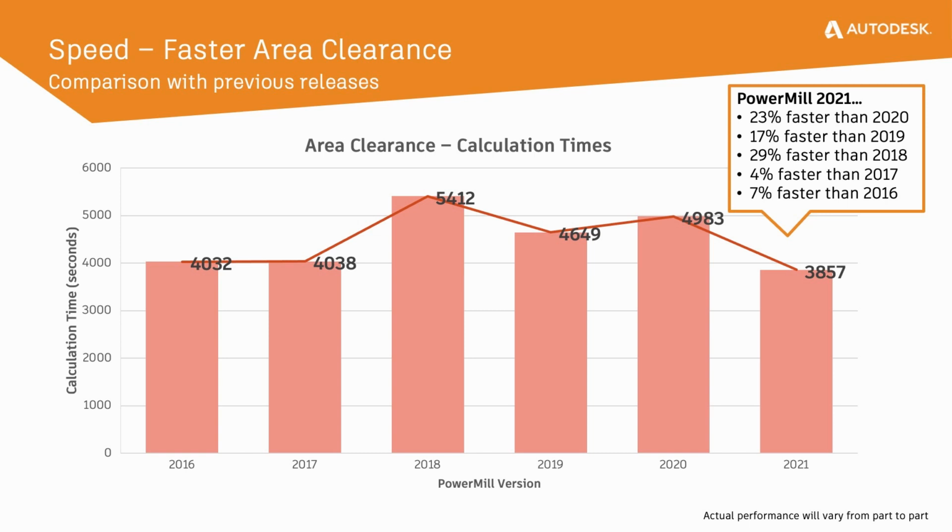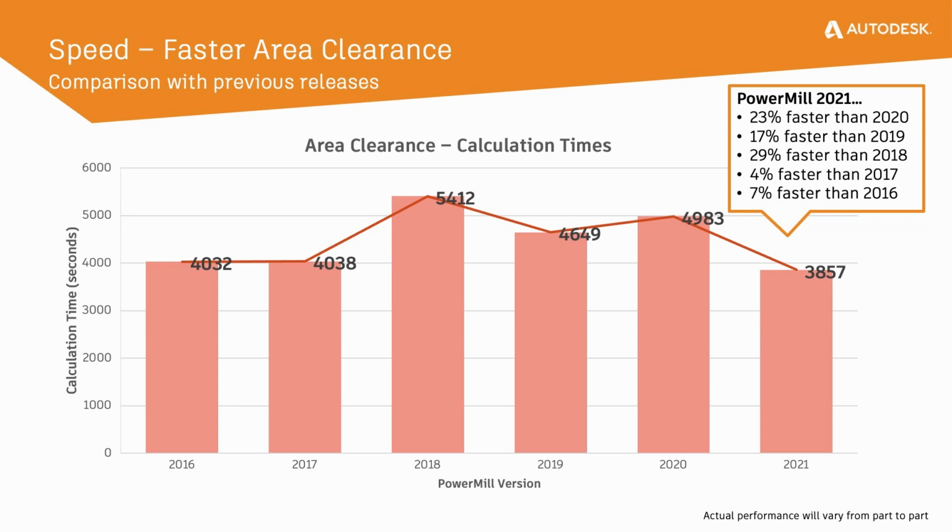Okay, so I just want to take a closer look at some of those items again. And we're going to look at the improved calculation times for area clearance. Now, this chart compares calculation times across multiple releases of PowerMill. The numbers all relate to the same test on the same PC. Note that in this case, PowerMill 2021 is considerably faster than 2020, so it's 23% faster. It's 17% faster than 2019.